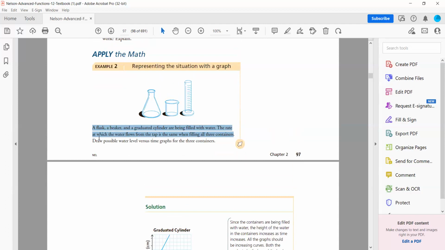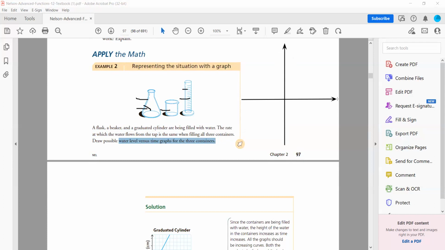But how are we going to describe the water level versus time graph for three containers? So water level is how much water we got in our container. So we're gonna have a coordinate axis. We're gonna have time axis as well as the height axis. It's gonna be h, and it's gonna be expressed in centimeters, while time expressed in, let's say, seconds.